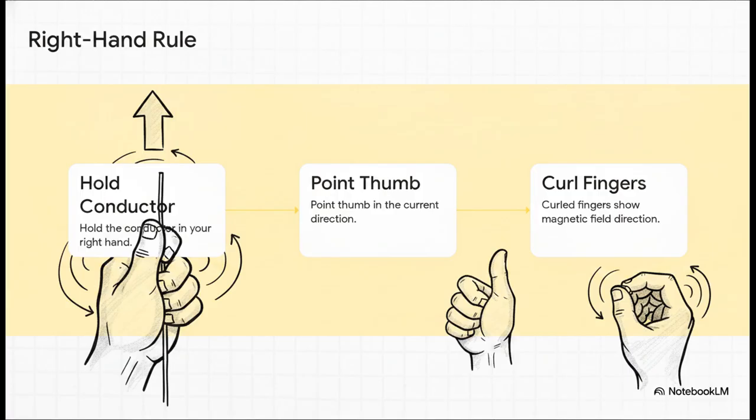Well, I want you to literally hold up your right hand right now. Yeah, right now. Follow these steps with me. Imagine you're lightly holding the wire in your right hand. Now point your thumb in the exact direction the current is flowing, okay? Now look at your fingers. The way your fingers naturally curl around that imaginary wire shows you the exact circular direction of the magnetic field. It's a fantastic, foolproof trick that physicists use literally every single day.